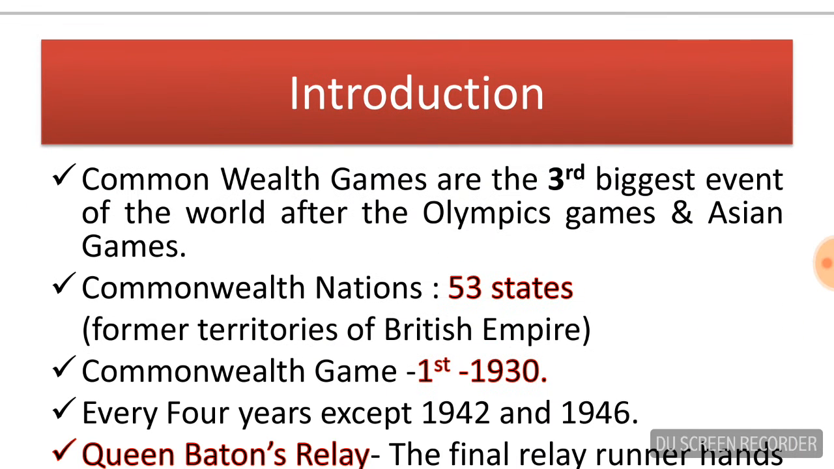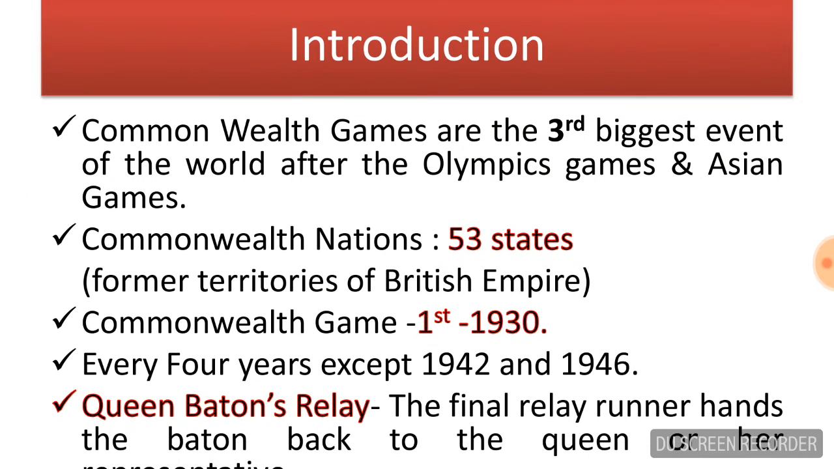The introductory part is basically that the Commonwealth Games are the third biggest event of the world after the Olympic Games and Asian Games. Please remember this. The second point is that the Commonwealth of Nations is an intergovernmental organization of 53 member states.